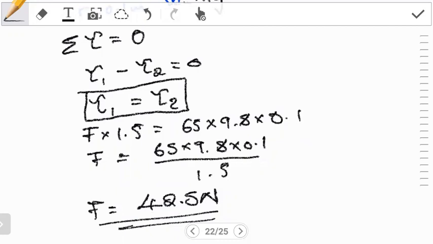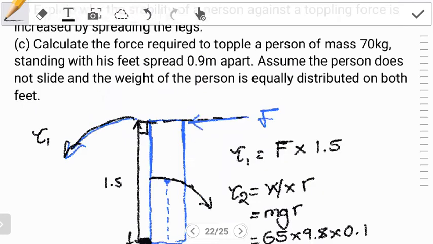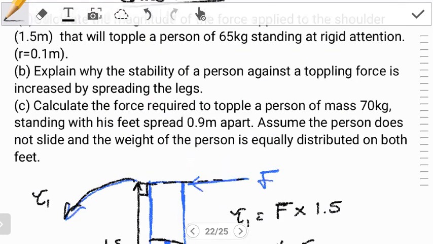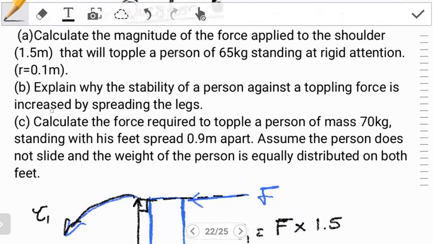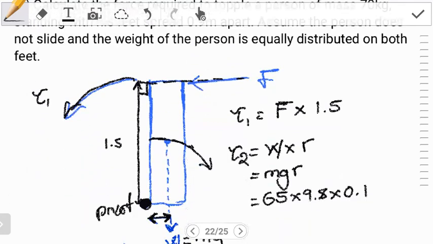Now, the second question, if we go back to it, is asking us to explain why the stability of a person against a toppling force is increased by spreading the legs. To get a clear picture, initially you have a person who is, I'm just drawing a weird shape here. Let's say on this side you have the legs. In the initial situation, this is what we have. So look at the diameter here.